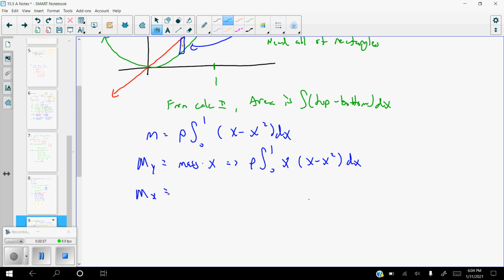The moment with respect to x is going to be the mass times 1/2 of the function squared. Nope, not squared. I apologize. It's not squared, because the reason that you get the squared is because the mass has the function in it. So, 1/2 of the mass. Sorry, mass times 1/2 the function. Which again, if we put that into an integral, will be rho times the integral from 0 to 1 of 1/2.